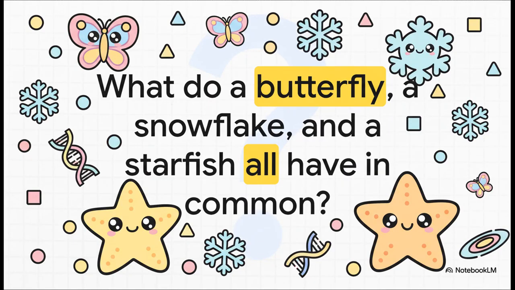So, what do these three things, a butterfly, a snowflake, and a starfish, all have in common? I know, it sounds like the beginning of a riddle, right? But the answer is a single, incredibly powerful idea. It's this hidden thread that connects the structure of our own bodies to the shape of entire galaxies. And that answer is, of course, symmetry.